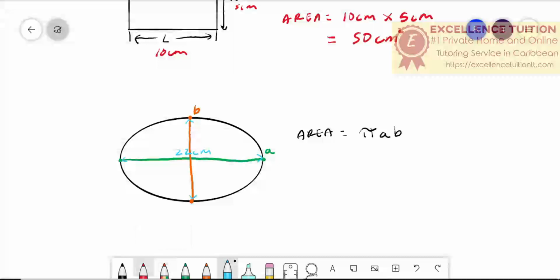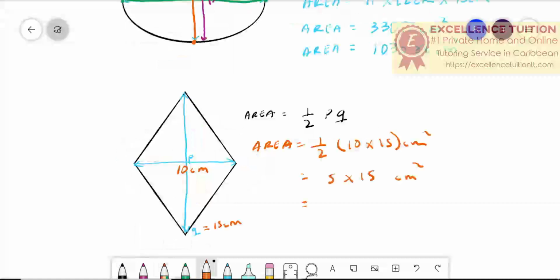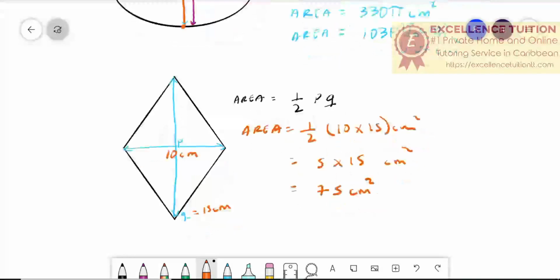Okay, let's use a different color. Let's see if I can find a different color. Let's use purple, right? So we're gonna record that this distance here is 15 centimeters. So you can see that the area. So we take half of the 10, which is 5. So 5 times 5 is 25. 5 was 5, 6, 7. So that's 75. Right? That's the area.